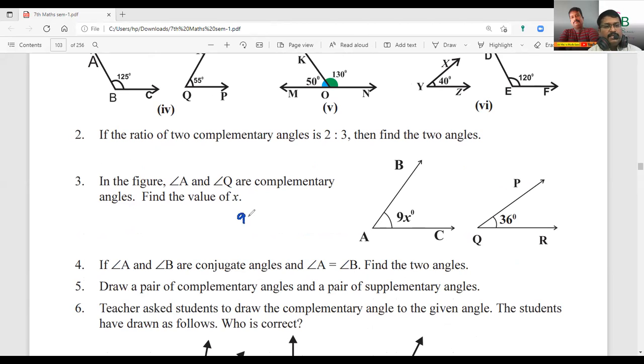So I can write 9x plus 36 degrees is 90 degrees. So 9x is equal to 90 minus 36. Am I right? 9x is equal to 54. x is equal to 54 by 9. 9 sixes are 54. So x is 6. Okay, so we found the value of x.